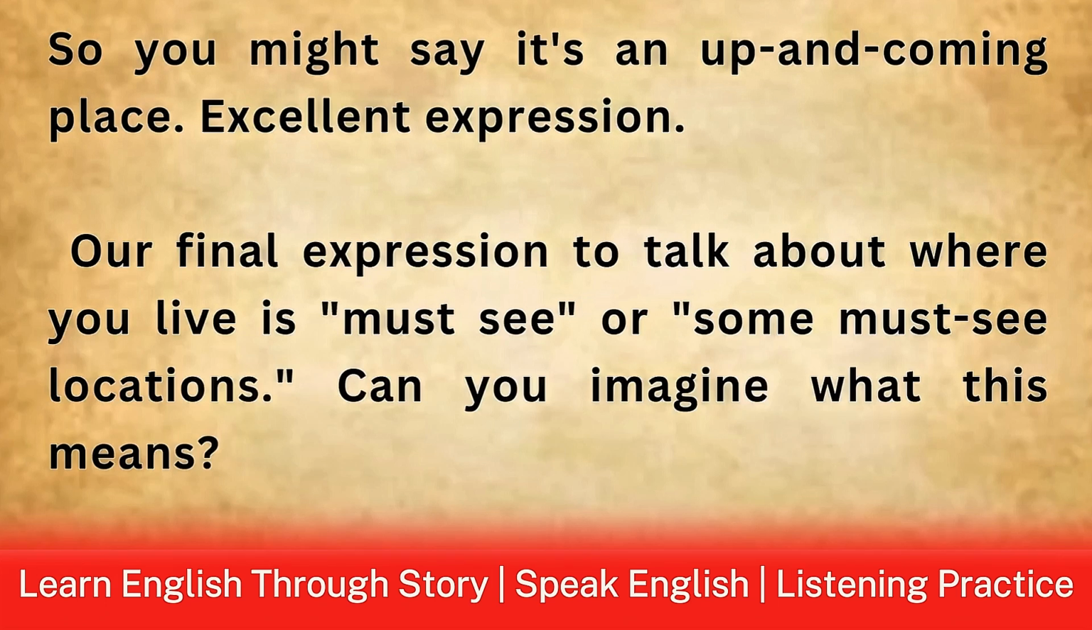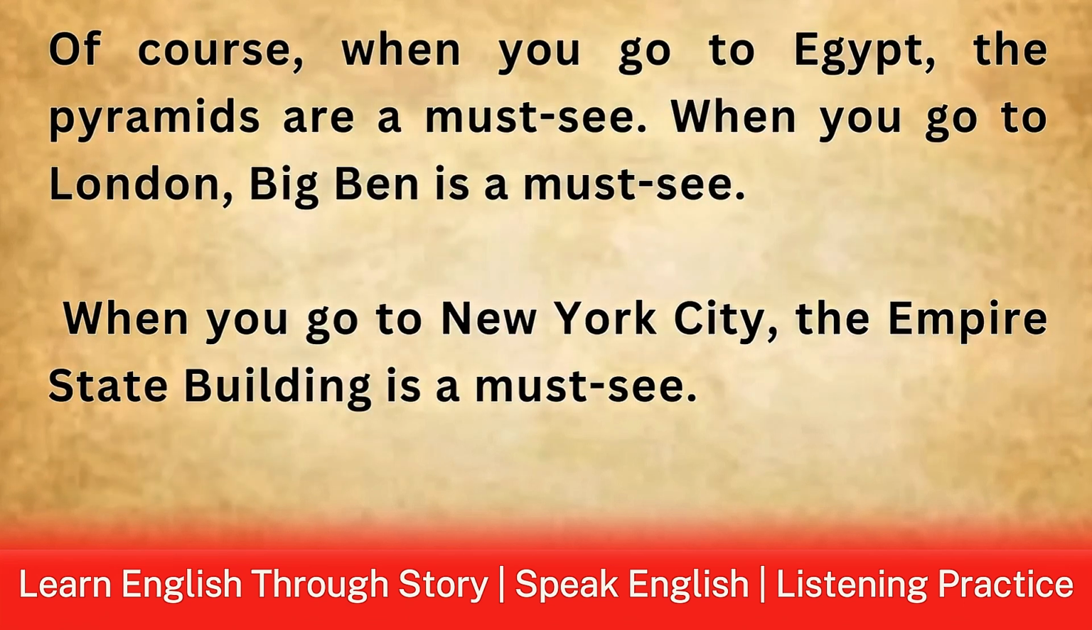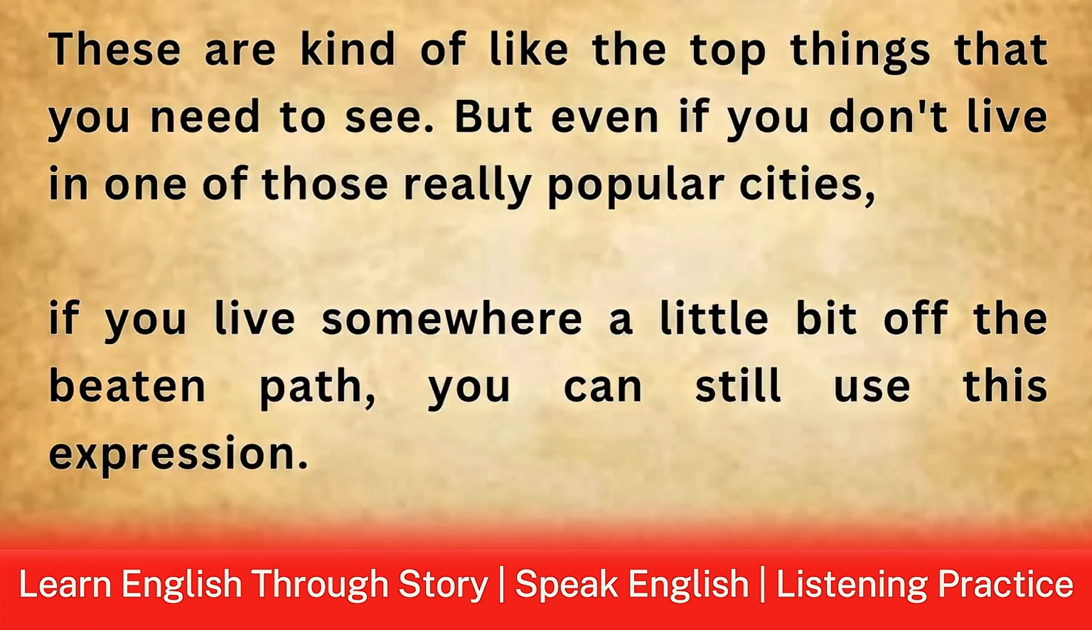Can you imagine what this means? Does it mean it's not important to see it? Nah, you can skip that. No, you must see this. So for example, when you visit Egypt, the pyramids are a must see. So we can use it as a noun, a must-see. Of course, when you go to Egypt, the pyramids are a must-see. When you go to London, Big Ben is a must-see. When you go to New York City, the Empire State Building is a must-see. These are kind of like the top things that you need to see.